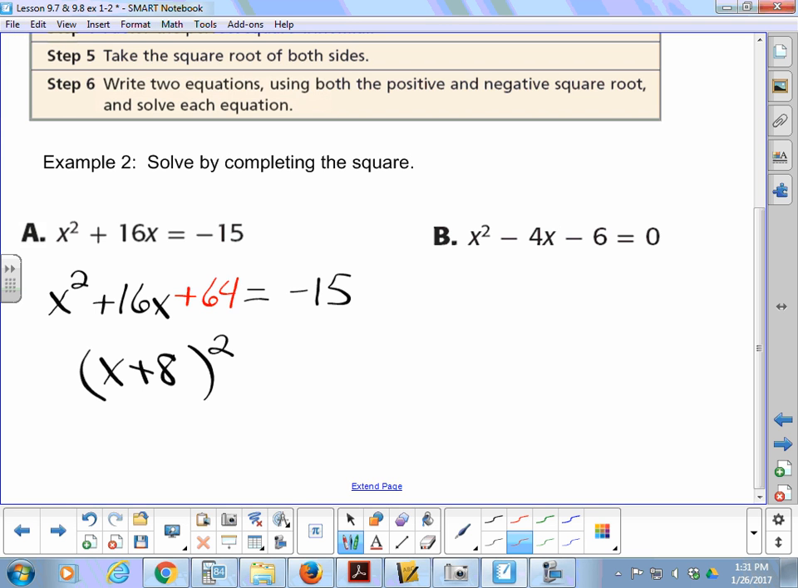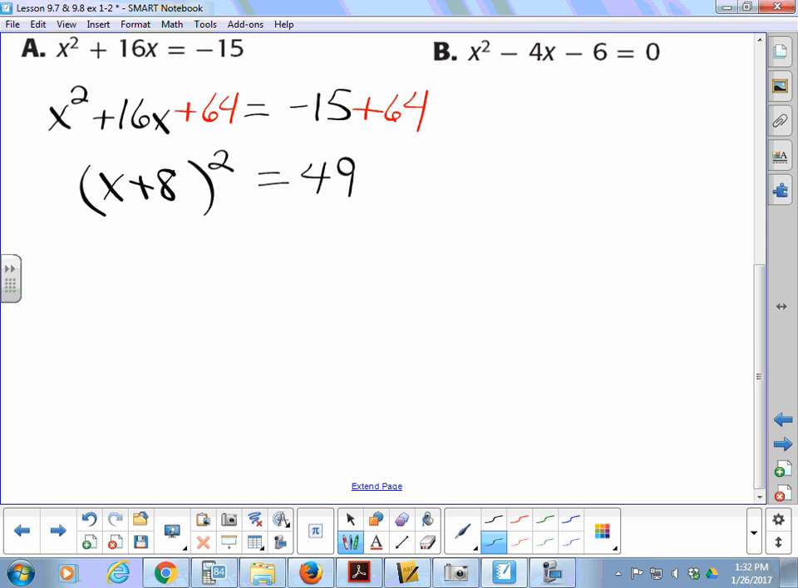But you have to remember the rules of solving equations. If I do something to one side, I also have to do it to the other. So if I add 64 to the left-hand side, I have to add 64 to the right-hand side too. So then we have negative 15 plus 64 is 49. Now we basically have what we did with those other problems when we were just taking the square root. Because now on the left-hand side, I have something squared. The right-hand side, I have a constant. So I'm going to now take the square root of both sides.